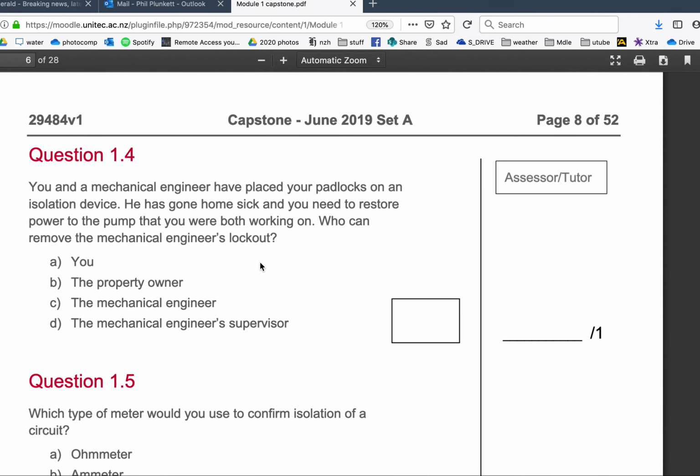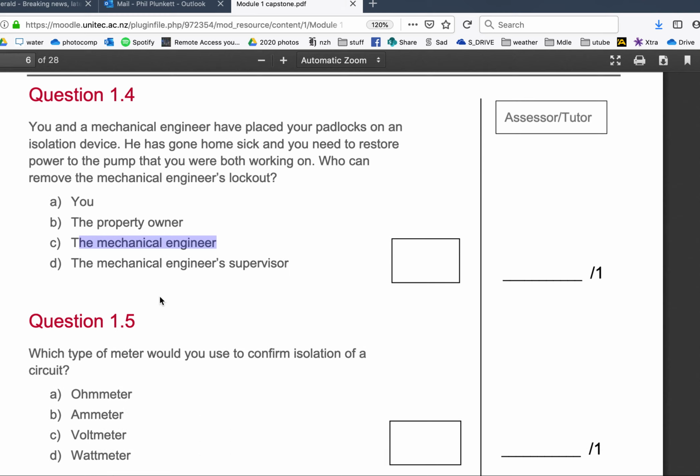You and a mechanical engineer placed your padlocks on an isolation device. He's gone home sick. Okay, so you're both working on it. He's left his lockout on. Can you remove it? No, you can't. The property owner can't do it. The only person is this guy here, the guy that put it on. Okay, so you've got a problem. But anyway, that's how they work out. You put it on, you take it off. The mechanical engineer puts it on, he takes it off.